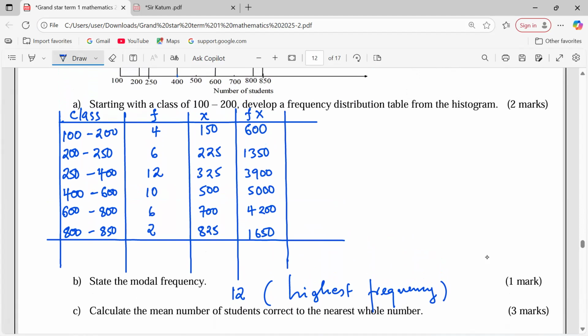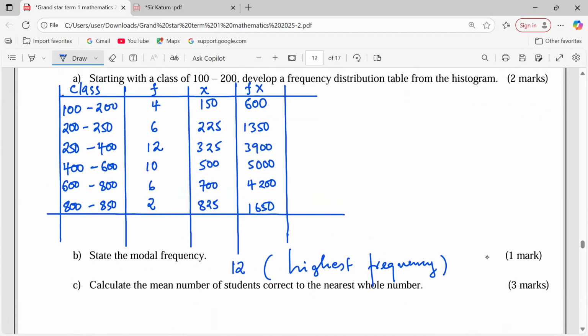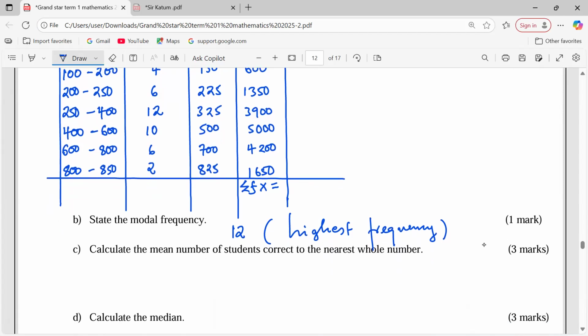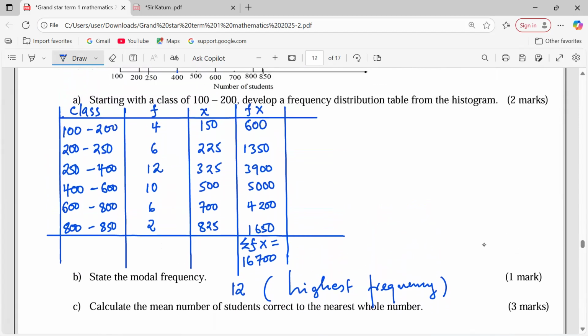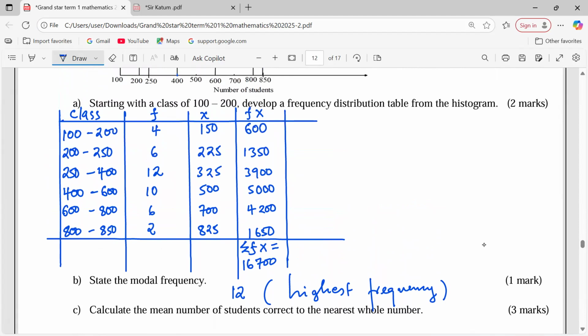Now we can talk about the addition of fx, total fx. We are finding the mean. So total fx is when we add all this. This is supposed to give us 16,700. Then for us to find the mean, we are also supposed to know the number of schools here. We divide by the number of schools. These are the total students estimated.